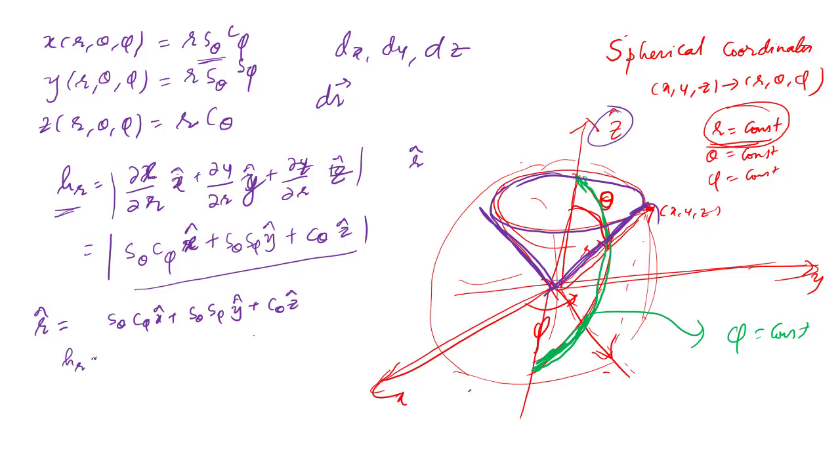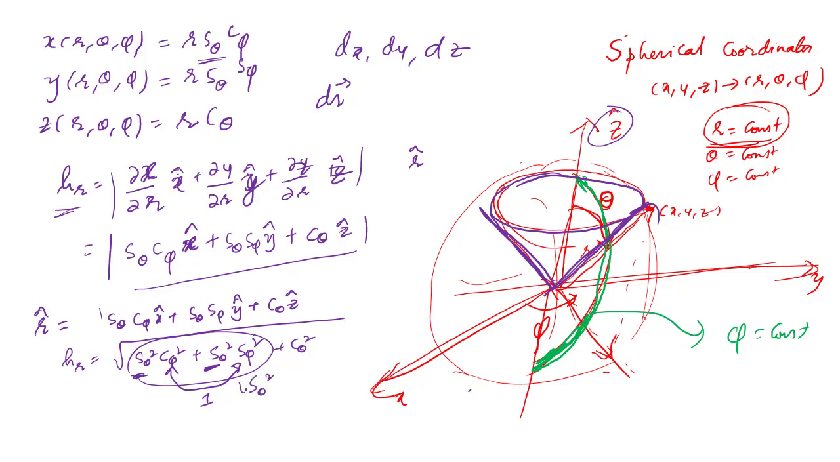the magnitude of this would be equal to sine theta squared cosine phi squared plus sine theta squared sine phi squared plus cosine theta squared, right? So I can pull out sine theta squared as a common factor here. Then cosine phi squared and sine phi squared add to give me 1. And so from these two terms I have a sine theta squared left out, and that would add to cosine theta squared and give me 1. So the magnitude or the scale factor for R is simply 1.